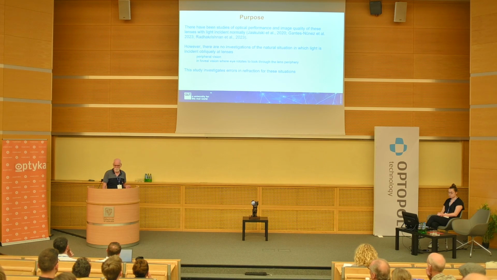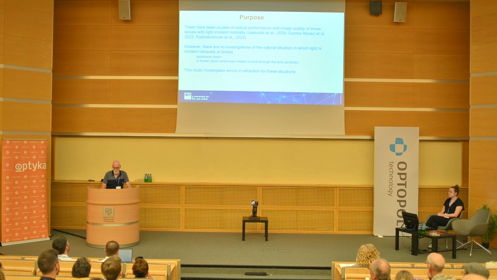And this will occur in peripheral vision, and that's what you want, because you want the kids wearing these to look straight through the centres of the lenses and be affected by the periphery. But of course, you might expect them to rotate their eyes around a little bit. So another oblique consideration would be foveal vision, in which the eye rotates to look through the lens periphery. And that's what this study is about.